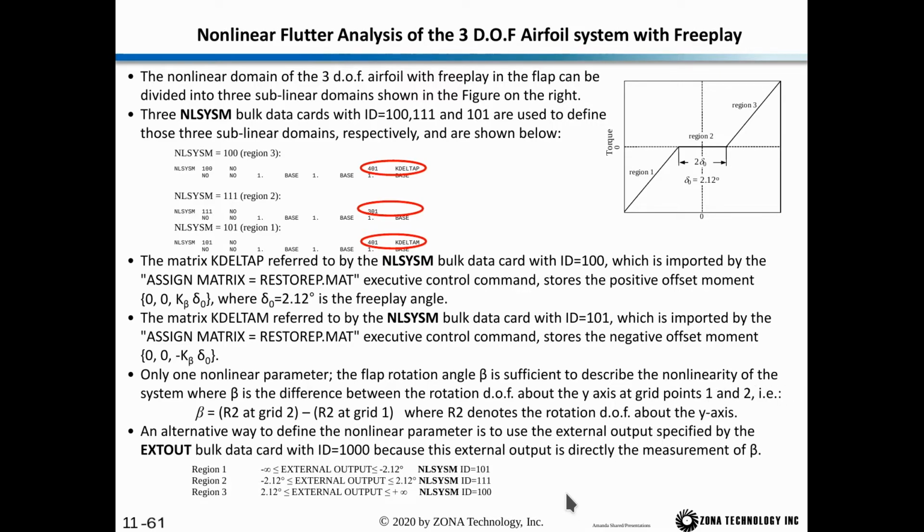An alternative way to define the nonlinear parameter is to use the external output specified by the ext out card, because this external output is directly the measurement of beta. So that's what we will be doing here.